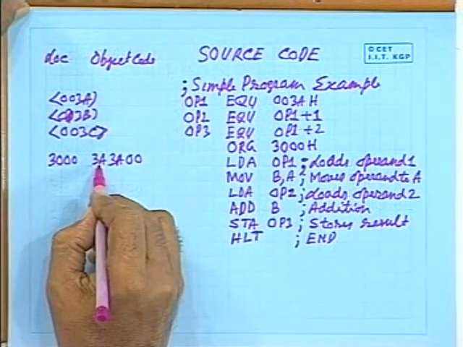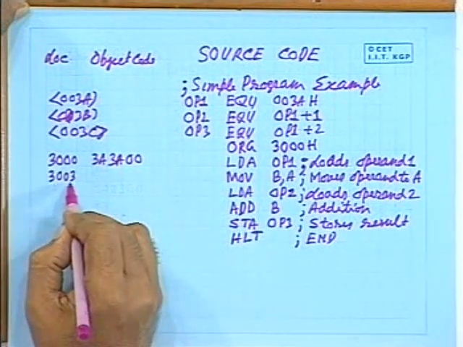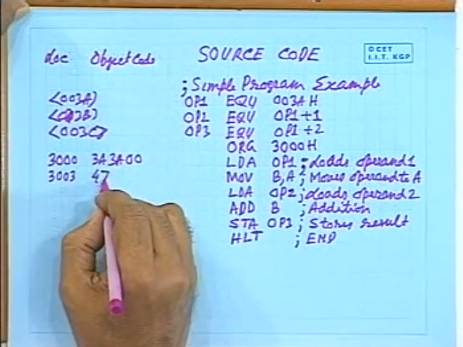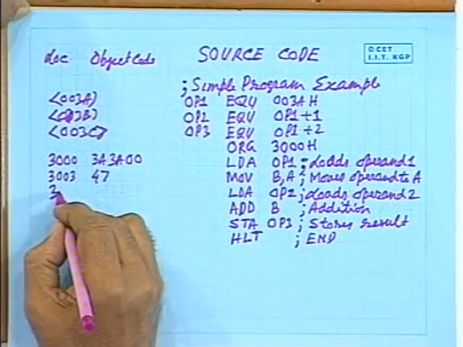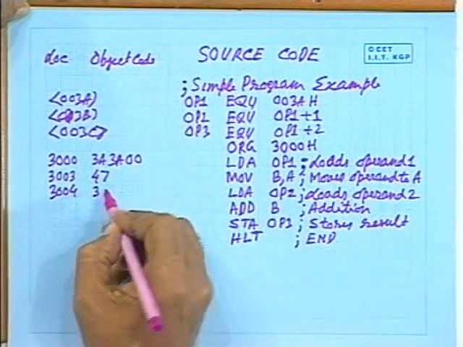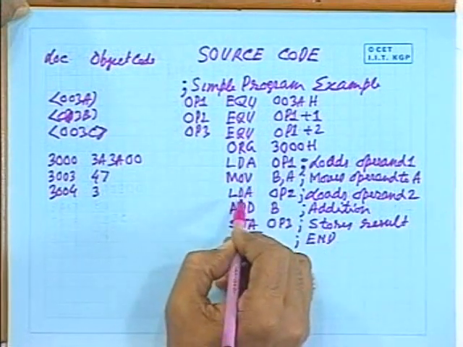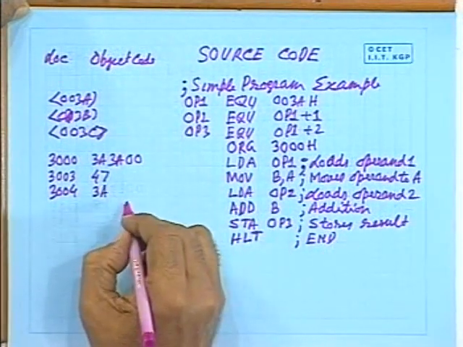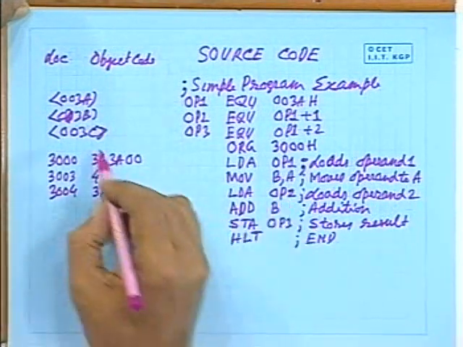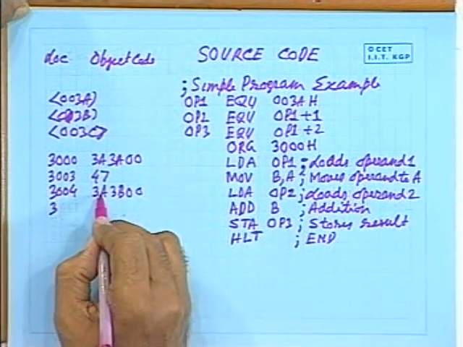it will occupy 0, 1, 2. So next instruction will start from 3003 memory location, and code is 47. Then 3004, next instruction. This is also a load instruction, so this will be 3A and 3B00, because here it uses the operand 2 address, which is equal to 003B. Then this will occupy 4, 5, 6.